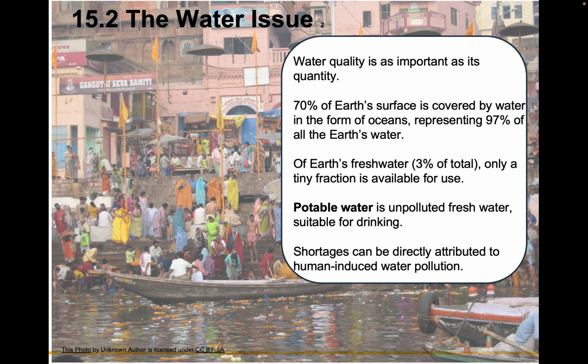So 70% of the Earth's surface is covered by water in the form of oceans, which represents 97% of all the water on Earth. And of Earth's 3% of water that happens to be fresh water, only a tiny fraction is actually available for use. Potable water is unpolluted fresh water that's suitable for drinking. Shortages can be directly attributed to human-induced water pollution.